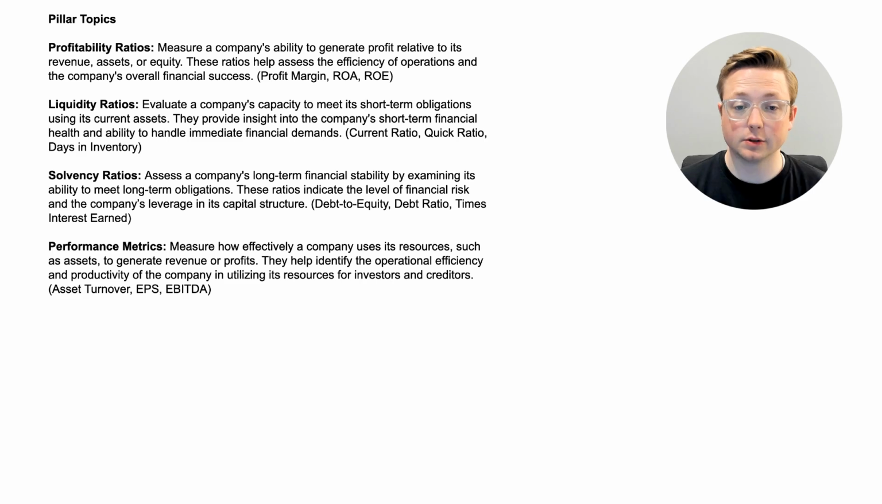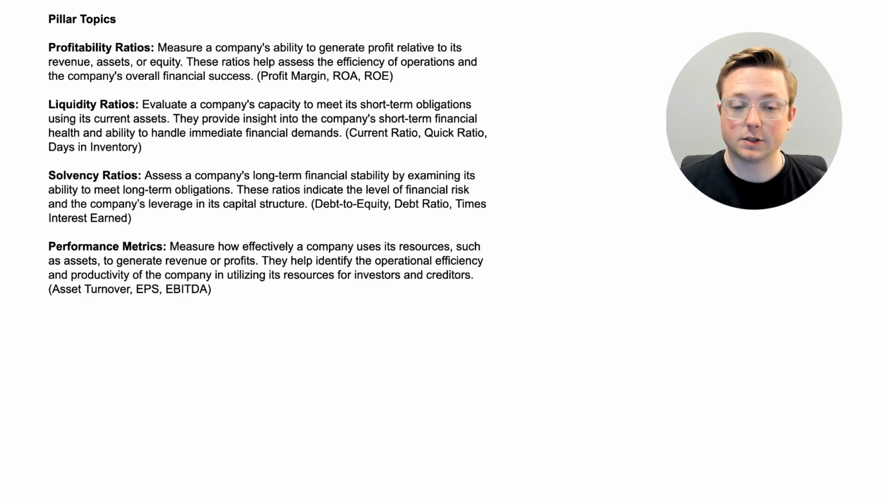Then there's liquidity ratios. These evaluate a company's capacity to meet its short-term obligations using its current assets. They provide insight into the company's short-term financial health and ability to handle immediate financial demands. This would be things like the current ratio, the quick ratio, days in inventory, things like that. Again, short-term stuff. Then there's the solvency ratios. These assess a company's long-term financial stability by examining its ability to meet long-term obligations. These ratios indicate the level of financial risk and the company's leverage in its capital structure. That would be like debt to equity, debt ratio, times interest earned.